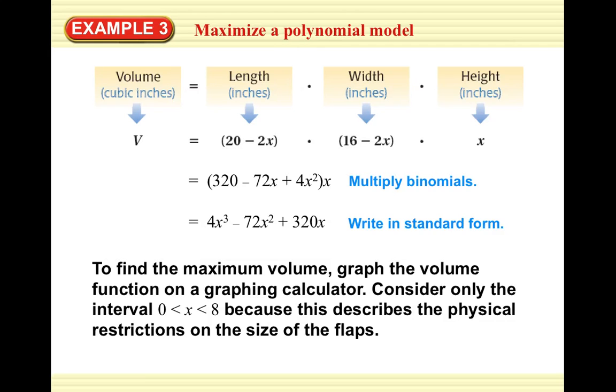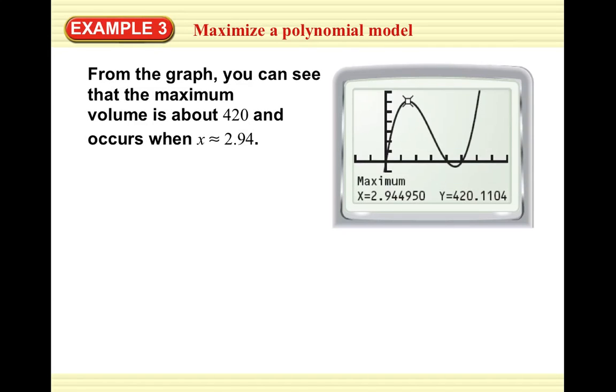And of course, we only want to consider physical dimensions from 0 to 8, because we can't have a negative number. And if I have 16 minus 2x, and x is equal to 8, then the width would be 0. So we can't have anything less than 0, and we can't have anything more than 8, because we don't want to have any 0 values. Okay, so then when we graph the function, we find that the maximum volume is approximately 420 when x is approximately 2.94.